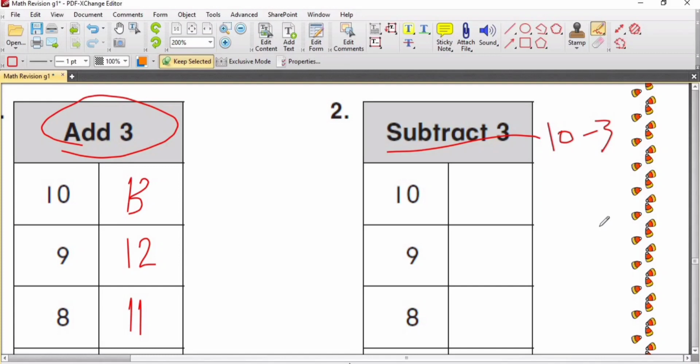Or you can count it back. So it will be like that. Before 10, 9, 8, 7. So in both ways you will get the same result, that's 7. You can use whatever you like, okay?